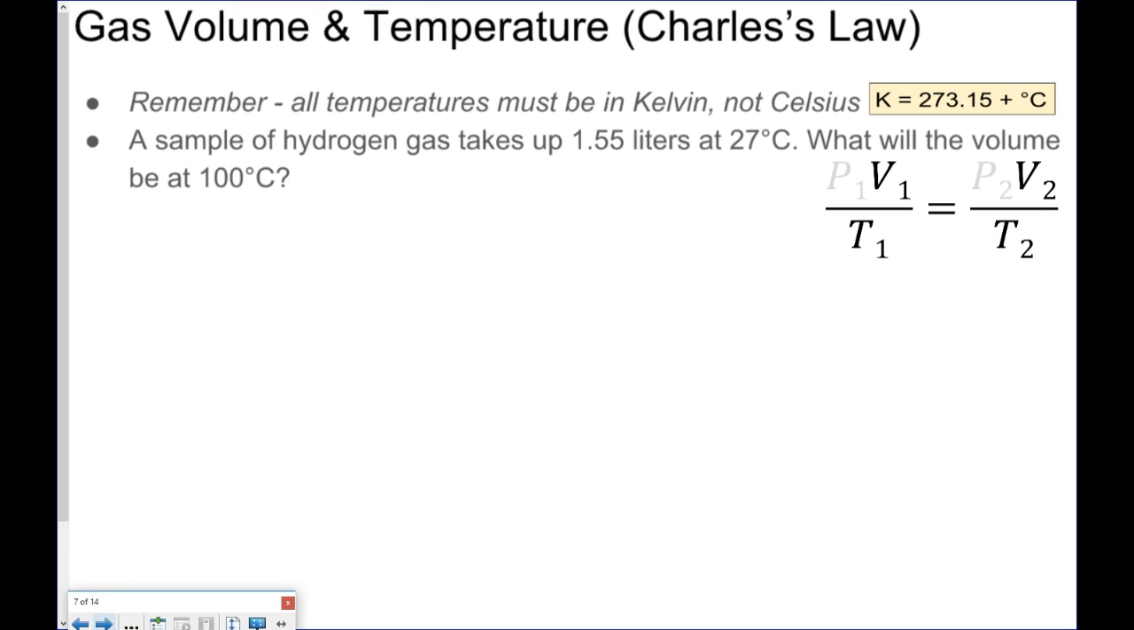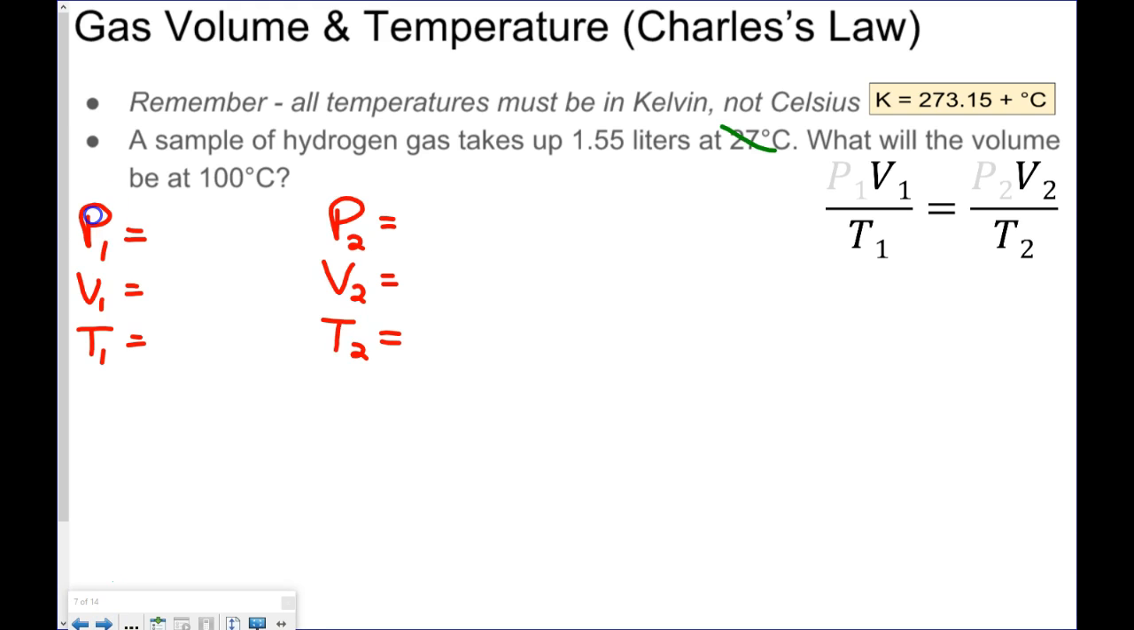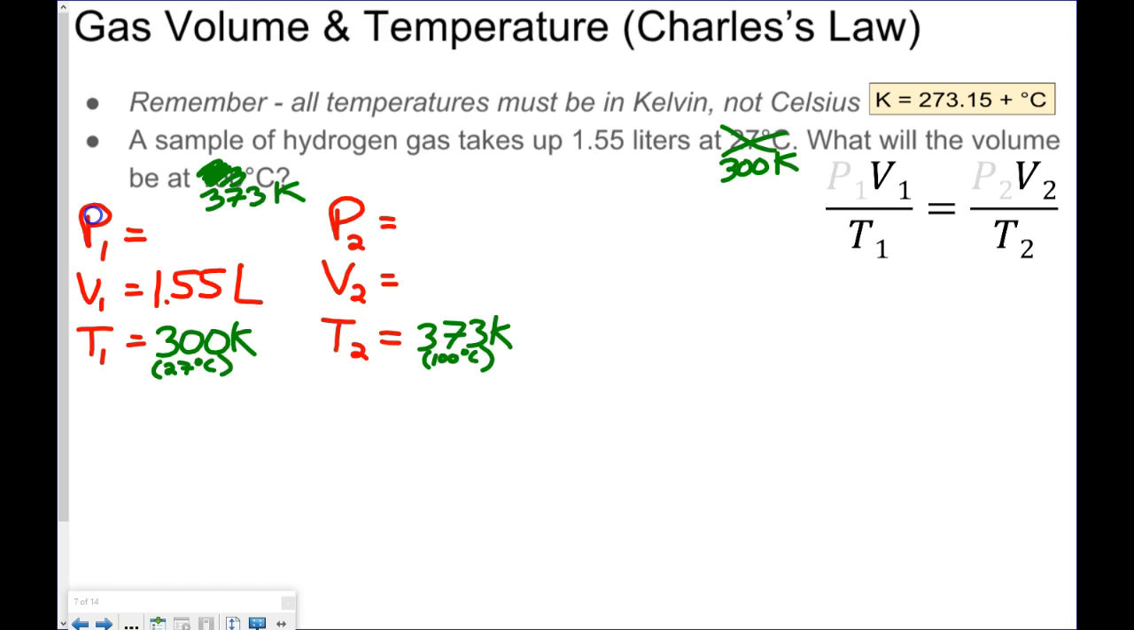Pretty hot. All right, here I have another sample of hydrogen gas. What is the volume going to be when I increase the temperature? So start at 27 Celsius, 300 Kelvin, convert that to a new temperature, 373 Kelvin. So I'm going from 27 Celsius to 100 Celsius, to boiling. My initial volume, 1.55 liters. My second volume is going to be the unknown.